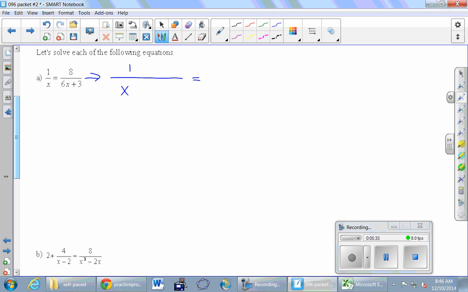Equals. Okay, upstairs there's an 8. What can I factor out downstairs? We'll take out that 3. So 3 times 2x plus 1. And then again, make that division line long.